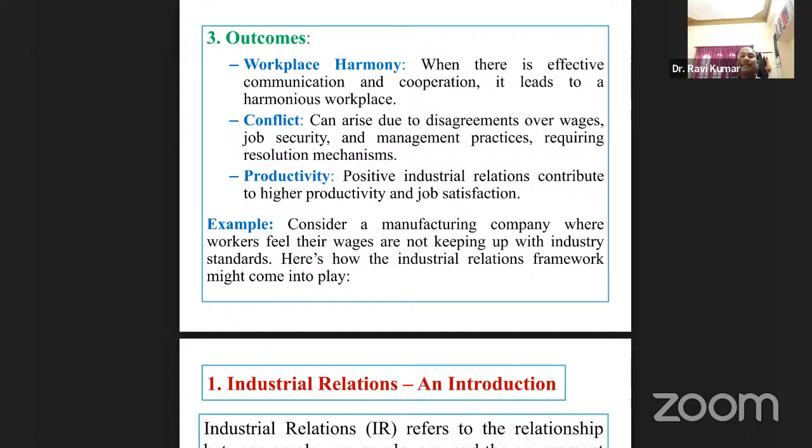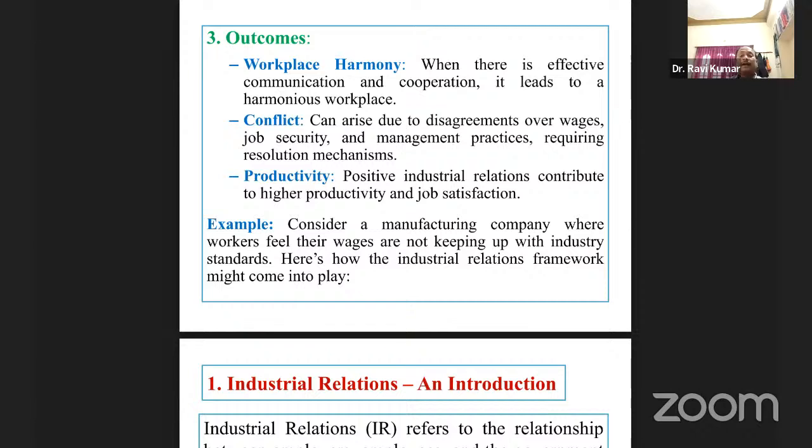And conflicts. They can arise due to disagreements over wages, job security, and management practices, requiring resolution mechanisms. So if any of these management practices are working wrongly, or if the organization is not providing any job security, or there is no proper mechanism at the organization level, there must be a conflict. Conflict is going to arise at this organization level. If everything is good, then there is nothing else to worry about. We cannot expect conflicts at the organizational level. But if there are no proper management practices or mechanism or job security, definitely the disagreements will arise and the conflicts will arise at this organizational level.